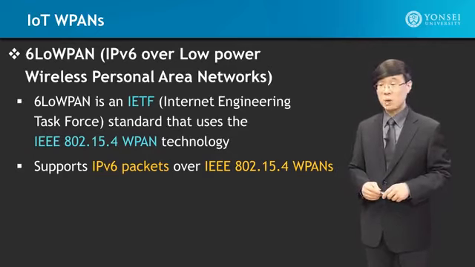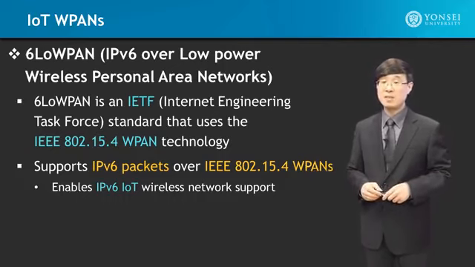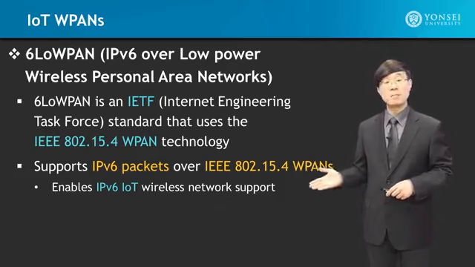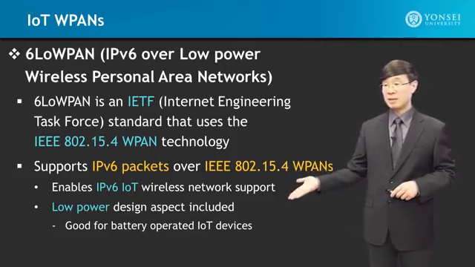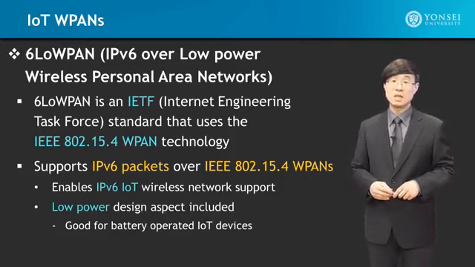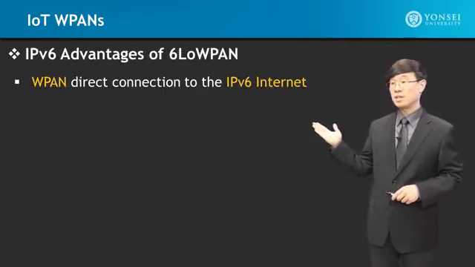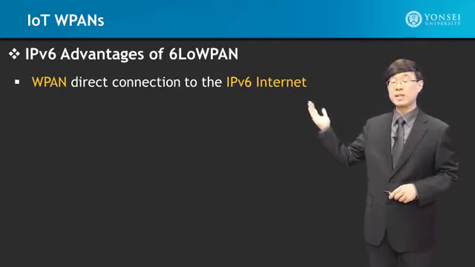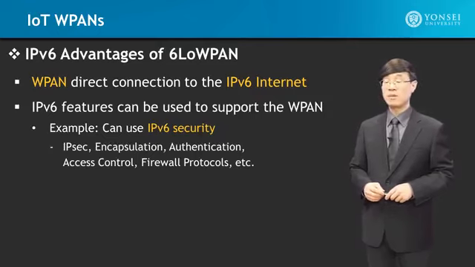IPv6 packets. What advantages do these packets provide? This enables IPv6 IoT wireless network support. So, if a device is already IPv6 protocol based, then 6LoWPAN becomes a very attractive option. Low power design aspect included, which is very good for low power consumption, meaning that the IoT device battery can go on for a long time. The true advantages are that you can directly connect to an IPv6 internet. What does that mean? What are the advantages of that?